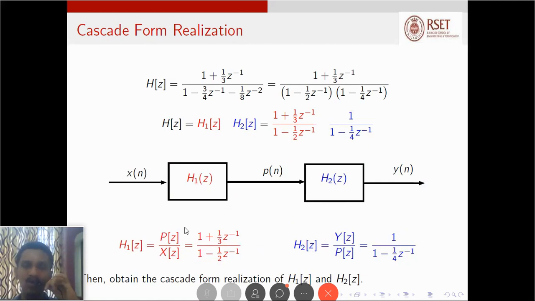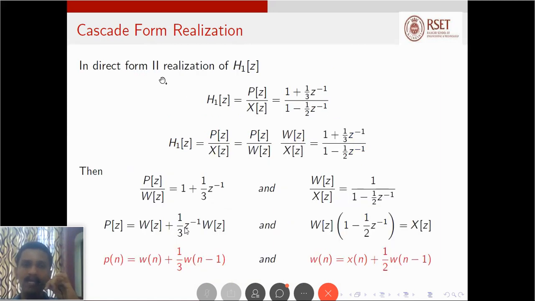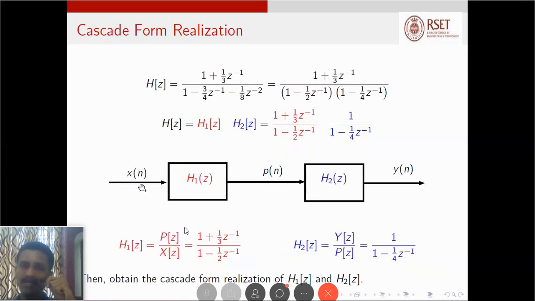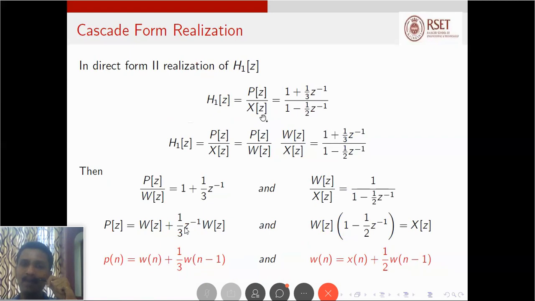So how to proceed? First, obtain the direct form 2 realization of h1 of z. In order to obtain the direct form 2 realization of h1 of z, you can write h1 of z is equal to p of z by x of z, which is equal to 1 plus 1 by 3 z inverse divided by 1 minus 1 by 2 z inverse.